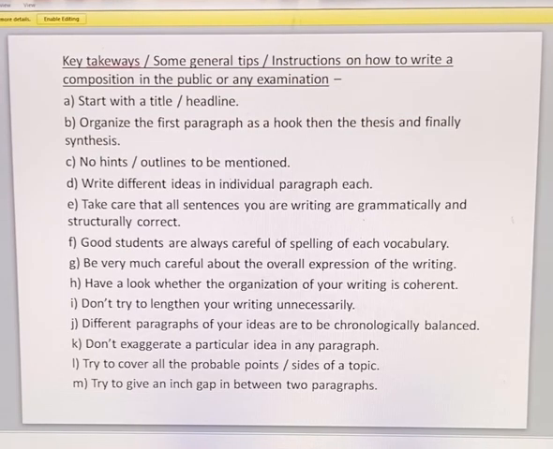Finally, my dear boys and girls, these are the very important tips for you to write a composition in any public examination or even in any examination. These are known as the key takeaways or general tips or general instructions on how to write a composition in any examination. First of all, start your composition with a title or a headline. Then organize the first paragraph as a hook, then the thesis, and finally the synthesis.